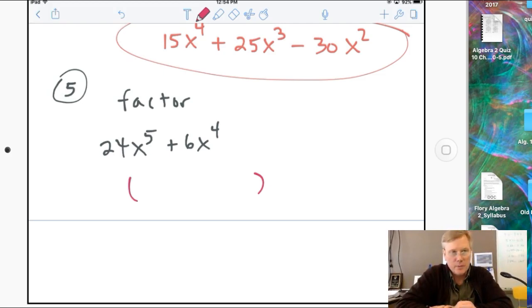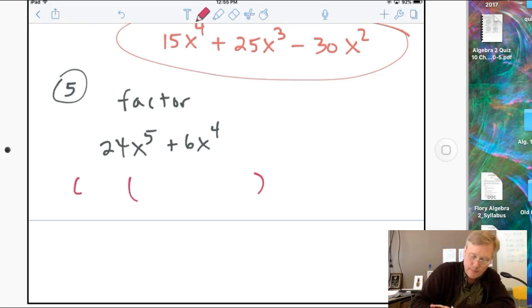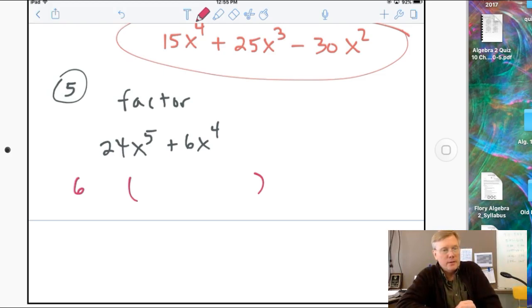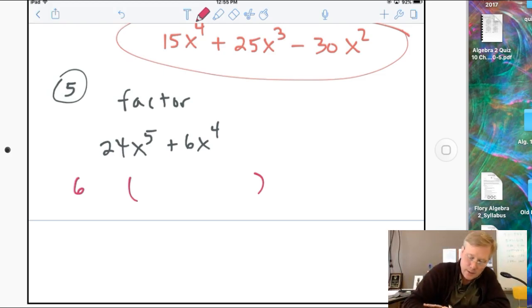In this case, the biggest number that goes into 6 and 24 is 6. And then how many x's can I pull out? Well, that's determined by the smallest exponent on the variable, which in this case is x to the fourth. Okay, and then you're dividing to see what goes in the parentheses. Since this is addition, it stays addition in the parentheses.